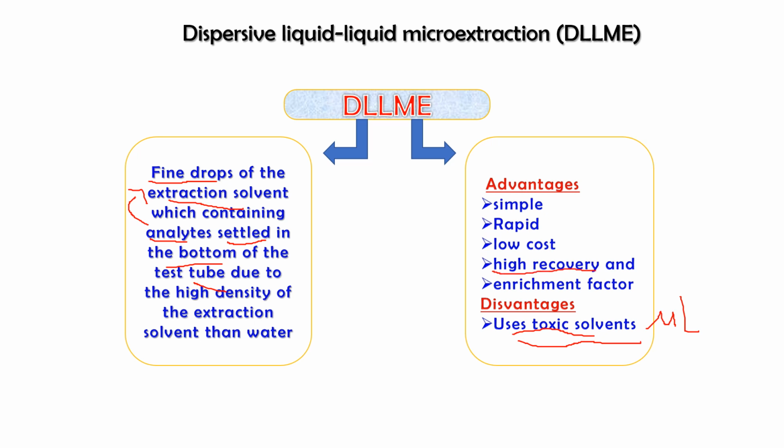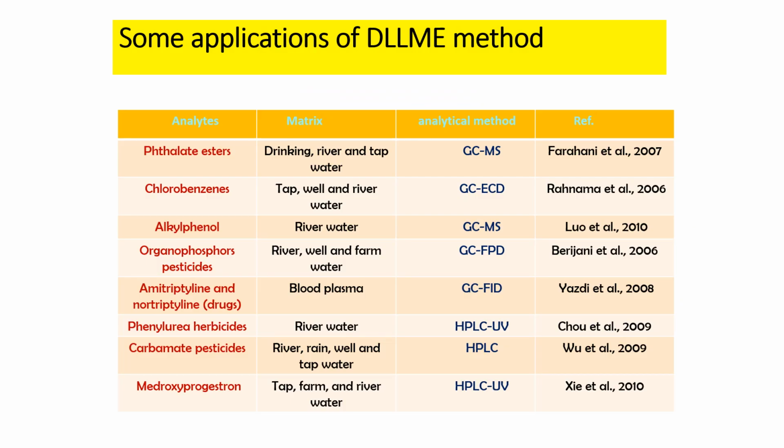Importantly, it gives very high recovery, just in one try. In LLE you have to do multiple extractions, just to get around 80%. But for DLLME you get very high recovery, more than 85%, in just one try. So that's why it's very low cost, because of the lower usage of salt. So, some applications of the DLLME method.